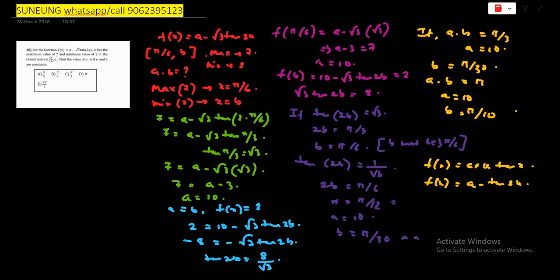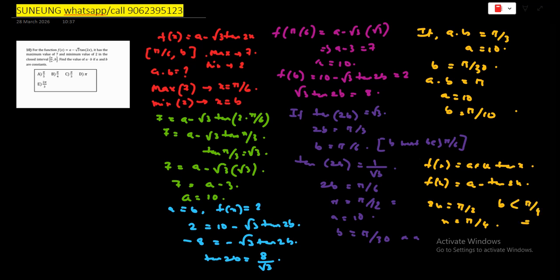Okay, now if the result does not look like the option, check the boundaries. For 2x equal to pi by 2, x will be pi by 4. And our interval starts at pi by 6, which is less than pi by 4. So if b went past pi by 4, the function would jump to infinity. So b must be definitely less than pi by 4, right?